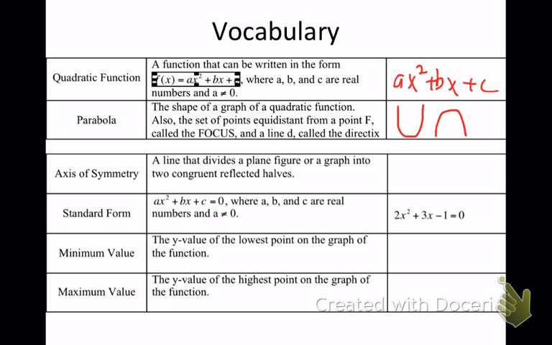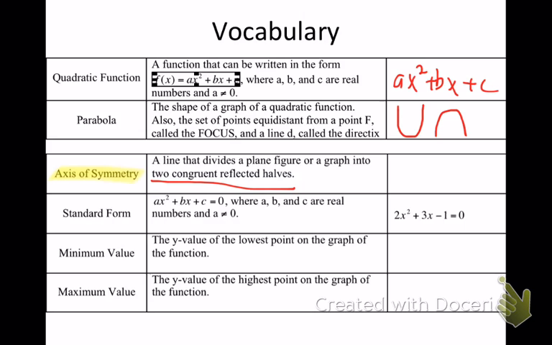Also, the set of points equidistant from a point F called the focus and a line D called the directrix. Okay? So we're going to talk about parabolas. We're going to be graphing parabolas today. And then I have axis of symmetry, a key one today. Axis of symmetry is a line that divides a plane figure or graph into two congruent reflected halves.